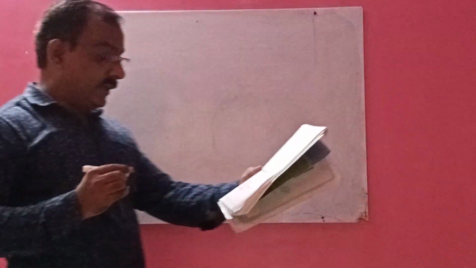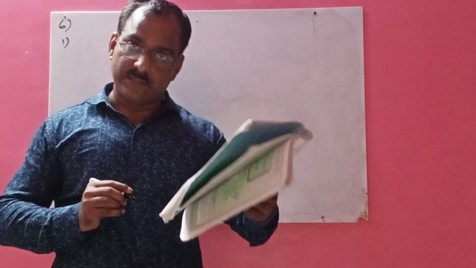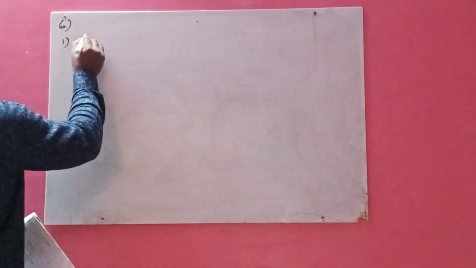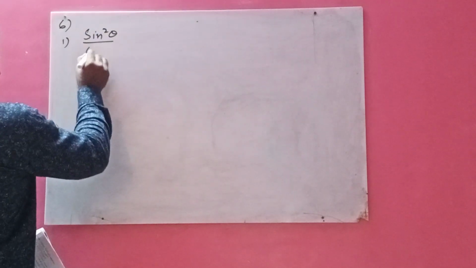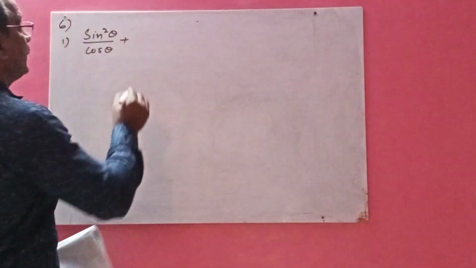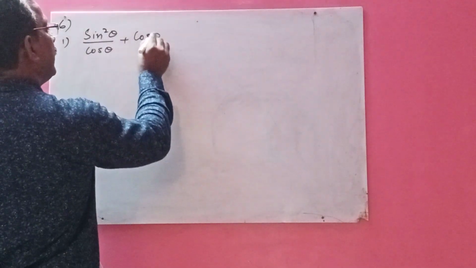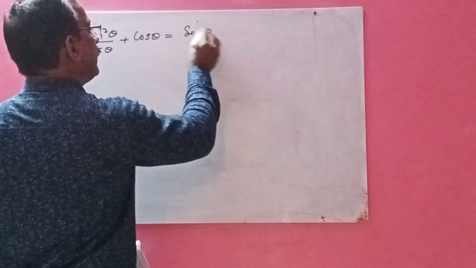What is given here? sin square theta upon cos theta plus cos theta is equal to, prove, sec theta.